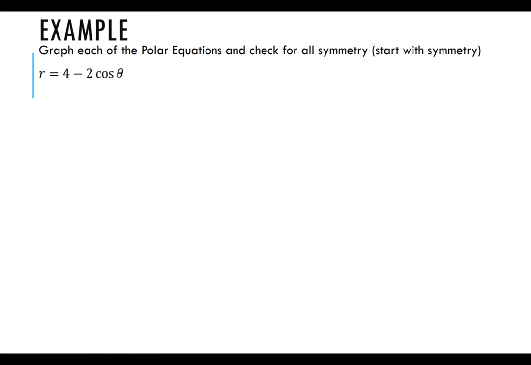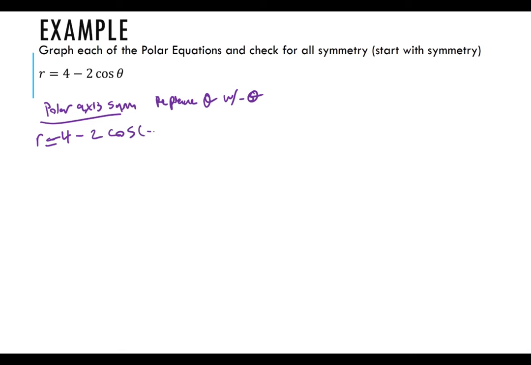Alright, let's graph another one. Here we have 4 minus 2 cosine theta. Let's check this one for symmetry. So now let's test this one for symmetry. So let's first test with respect to the polar axis. And so we replace theta with negative theta. r is equal to 4 minus 2 cosine of negative theta. Remember that cosine is even, so we get r is equal to 4 minus 2 cosine theta. And so we get that, yes, we have polar axis symmetry.